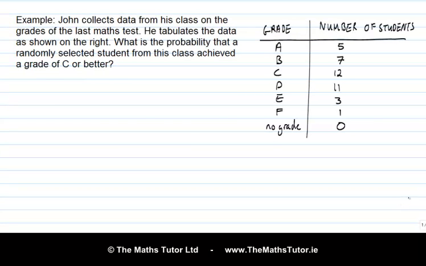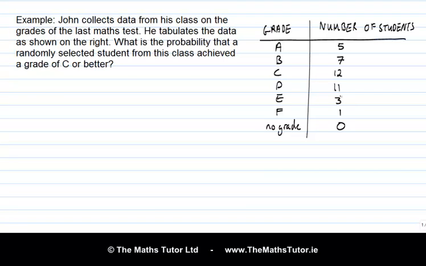So here's another example. In this question, we are looking at the results of a maths test in a particular class. Our hypothetical student here, John, has collected data from his class on the grades of the last maths test, and he wants to work out what's the probability that a randomly selected student from this class achieved a grade of C or better. So in the table here we see all the grades listed in one column, and in the right hand column we see the number of students that achieved that grade.